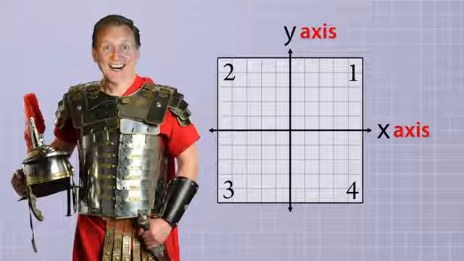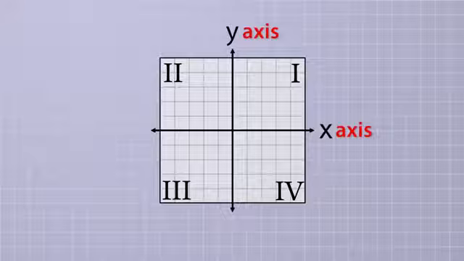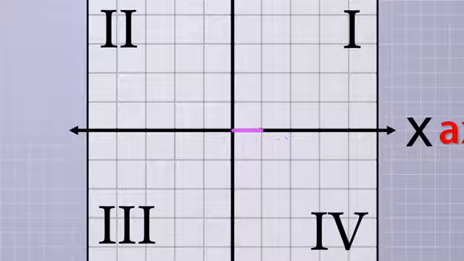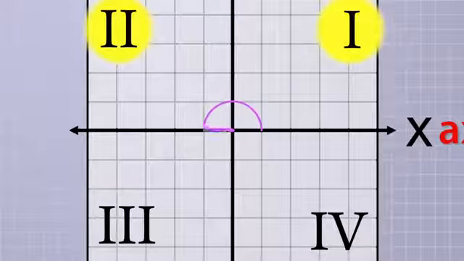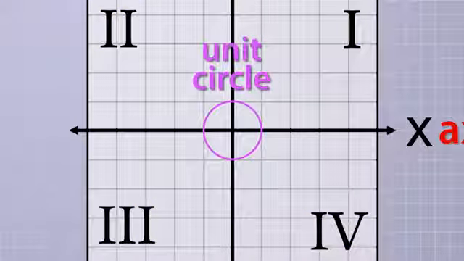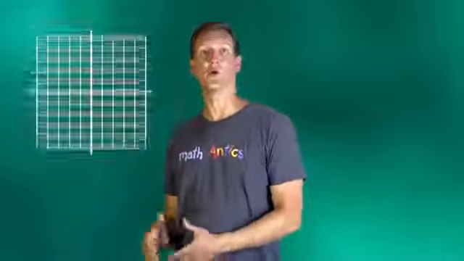Roman numerals are usually used to label the 4 quadrants, and they're in that order because that's the order you would encounter the quadrants if you started with a line segment from the origin to the coordinate 1, 0, and then rotated that line counterclockwise around the origin. Doing this sweeps out a shape called a unit circle, which is divided into 4 quadrants, just like the coordinate plane. Alright, so now you know what the coordinate plane is, and you know how to plot points on it.